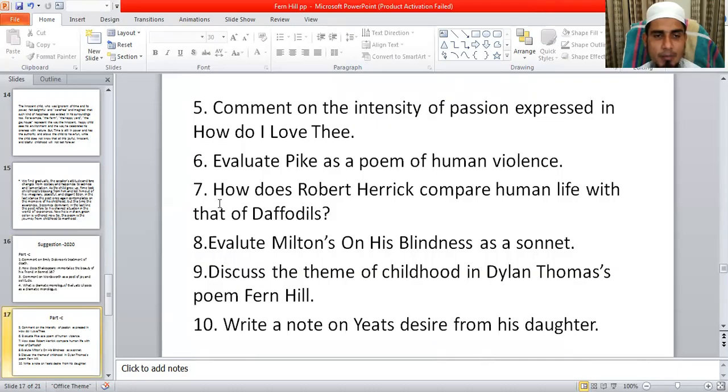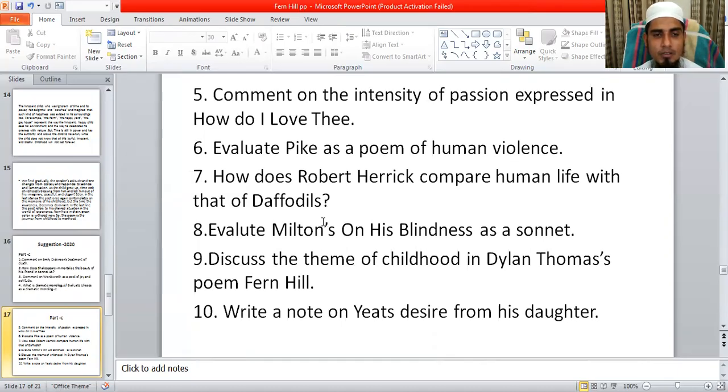Then, number 7, how does Robert Herrick compare human life with that of daffodils? The poem name is To Daffodils. From this poem, this is a very important question. Then another question: evaluate Milton's On His Blindness as a sonnet. This question may come in this way: what is a sonnet? Evaluate On His Blindness as a sonnet. In this way, this is also very important.